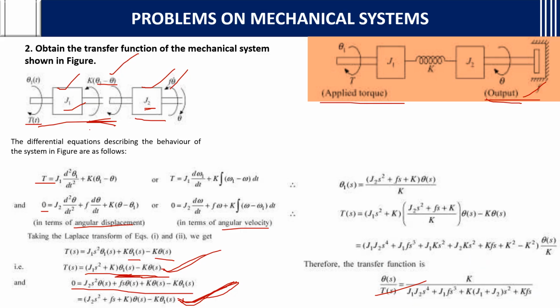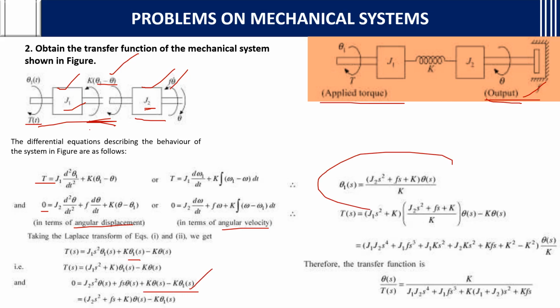So nothing but we need to eliminate theta 1 of s to get theta of s by T of s. What we are doing: from the second equation we take the theta 1 of s expression and substitute it in the first equation, so that you get it in terms of T of s and theta of s only.